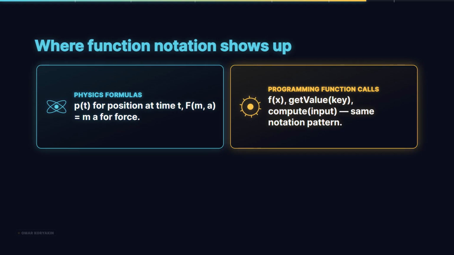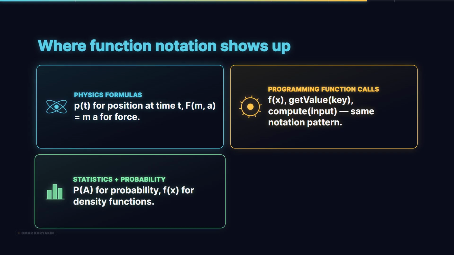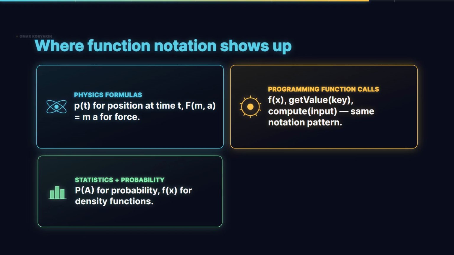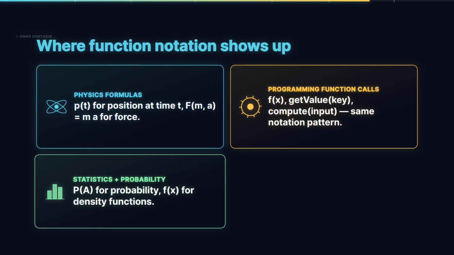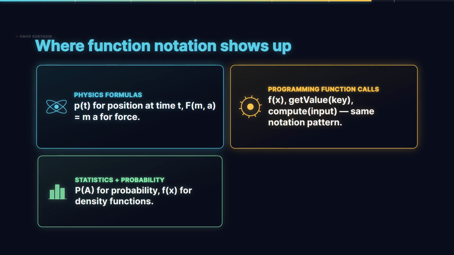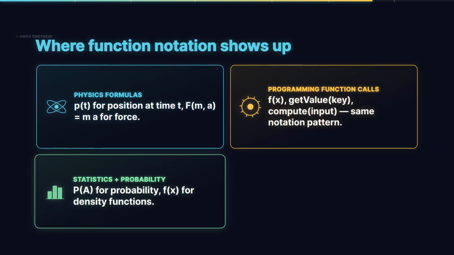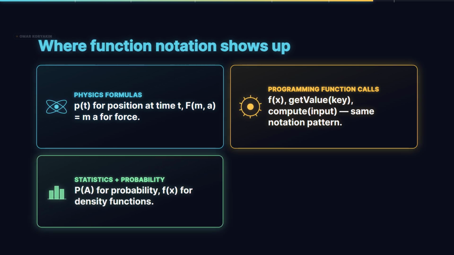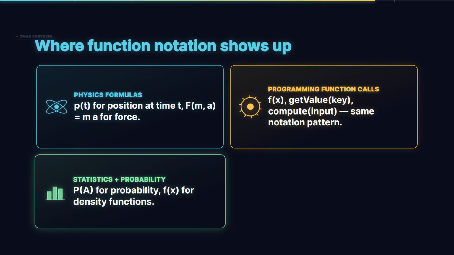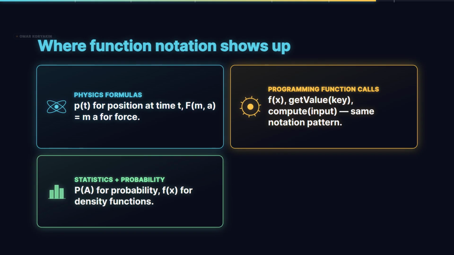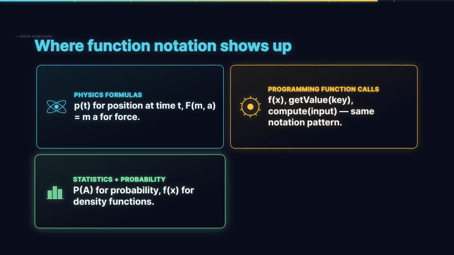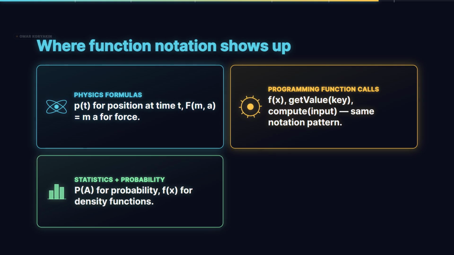In statistics and probability, the probability of an event A is written P of A, treating P as a function from events to numbers between 0 and 1. Probability density functions are written f of x or p of x and give the relative likelihood of the random variable taking the value x. Cumulative distribution functions are written F of x. The notation pervades every statistical calculation and every machine learning model.